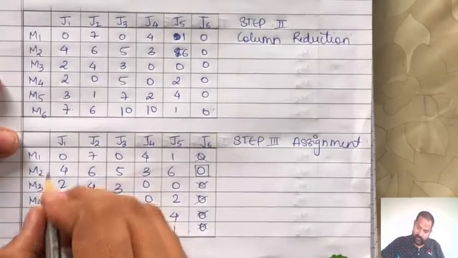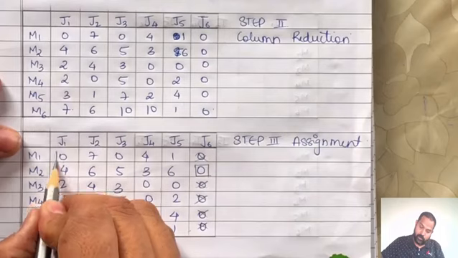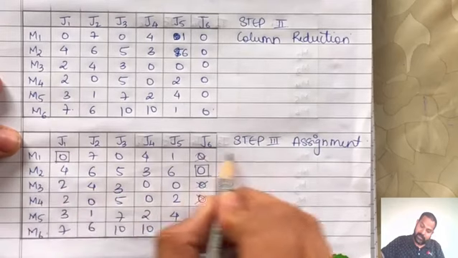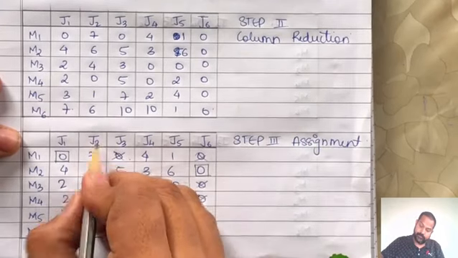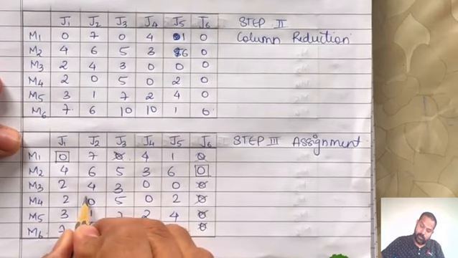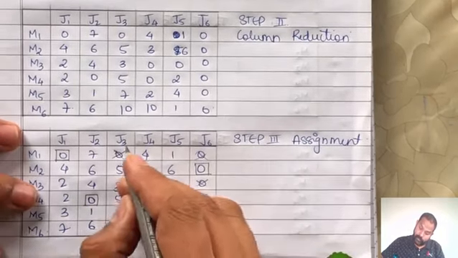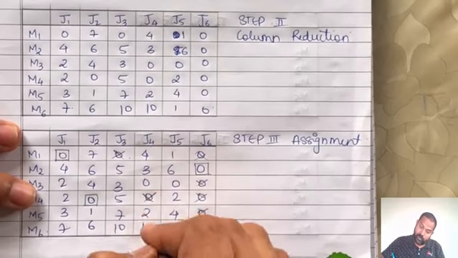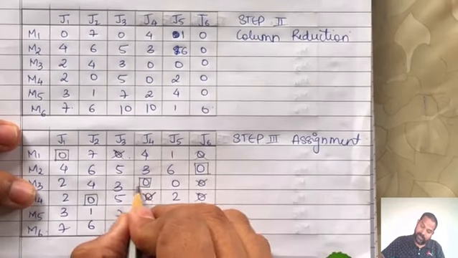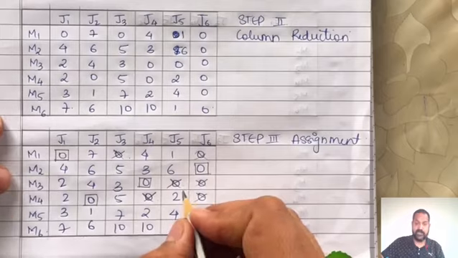Let's start doing column wise. Column wise, 1 zero, mark it as an assignment. Cancel every zero in that row. Column wise, 1 zero, mark it as an assignment. Cancel every zero in that row. Column wise, already cancelled. Column wise, 1 zero, mark it as an assignment. Cancel every zero in that row.